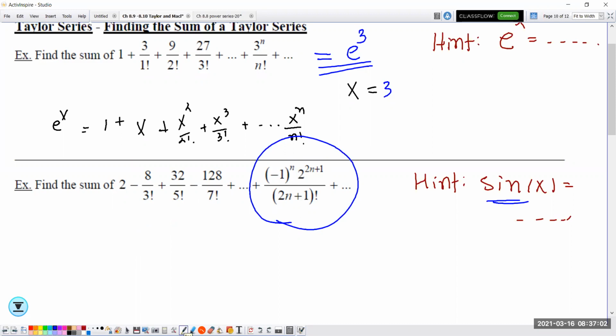So what's the value of x in this case? The best practice is to write it down underneath: x to the 3rd over 3 factorial, x to the 5th over 5 factorial, and onwards. What's the value of x? 2. So the answer will be, not 2. In a multiple choice question, one of the answers will be 2. Don't choose 2. Choose sine of 2.